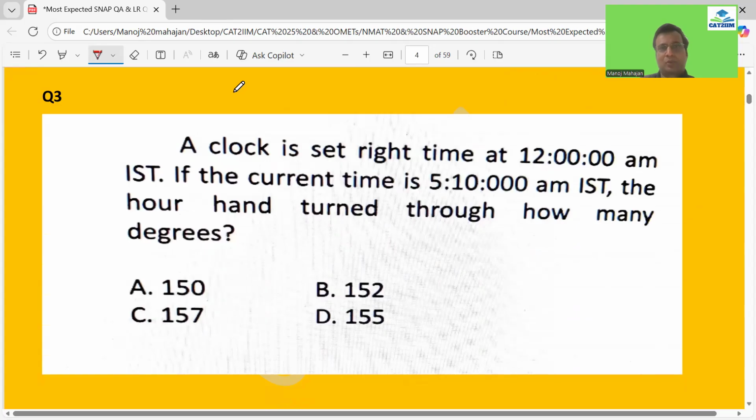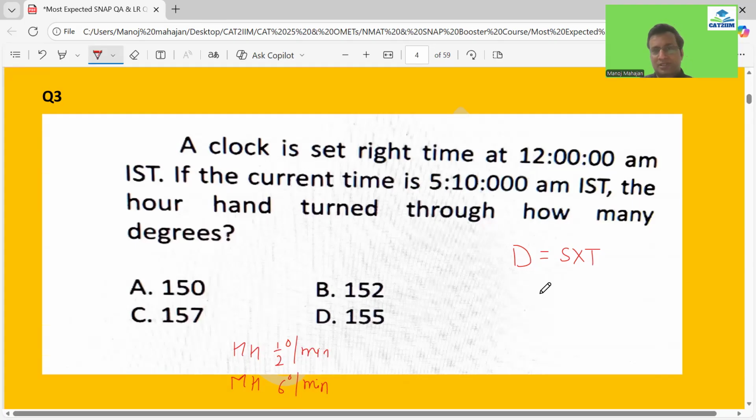So just remember one thing. They're asking over here, the hour hand turned through how many degrees? So distance is speed into time. Over here, the distance would be in degrees. So speed, if I look at the hour hand, you should know that is half degree per minute. And for the minute hand also, you should know. Over here, we are not using it, but still you should know while solving a clock question.